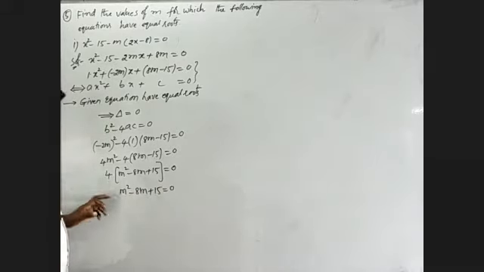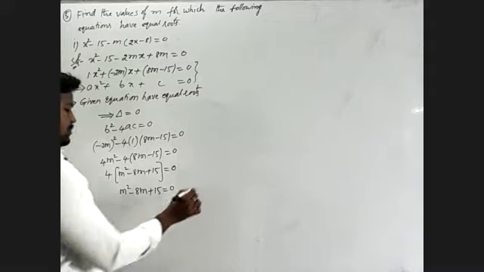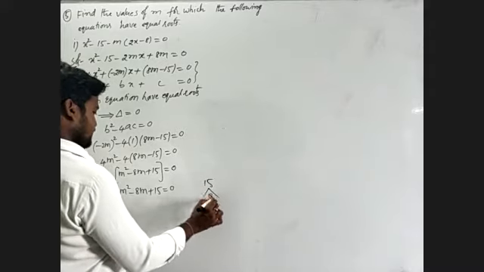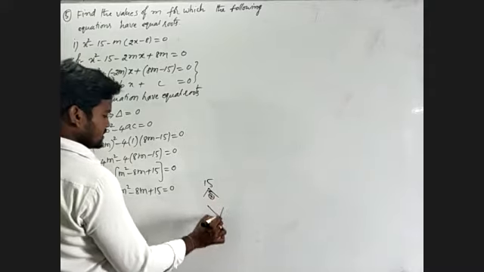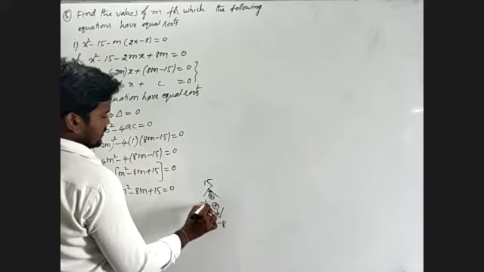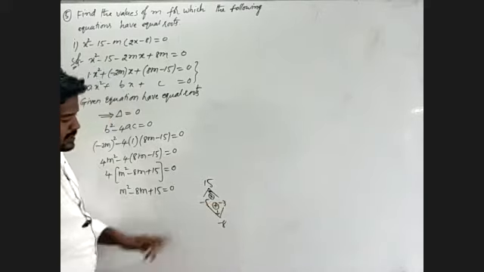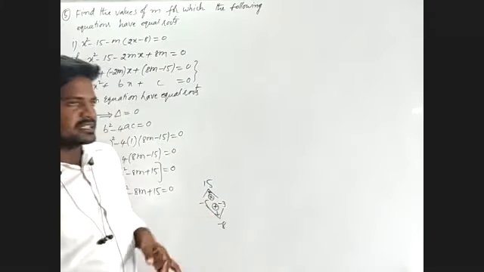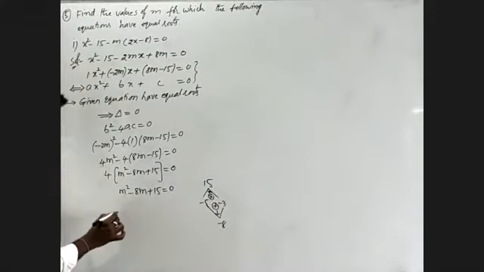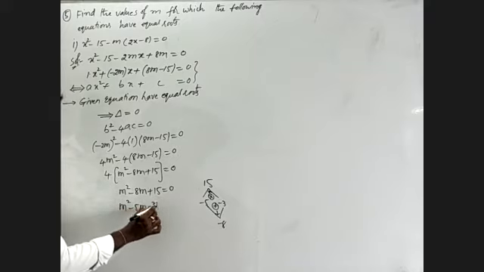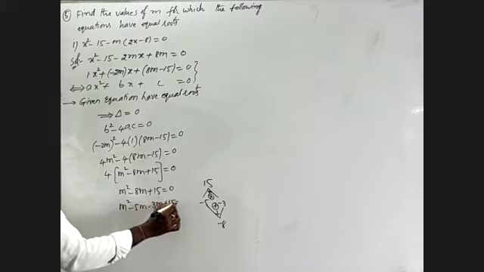Observe. 1 into 15 will become 15. Their multiplication should give 15, and their addition should give minus 8. I will take minus 5 and minus 3. Minus into minus is plus. 5 times 3 is 15. Minus 5 minus 3 is minus 8. I will write this one as m square minus 5m minus 3m plus 15 is equal to 0.